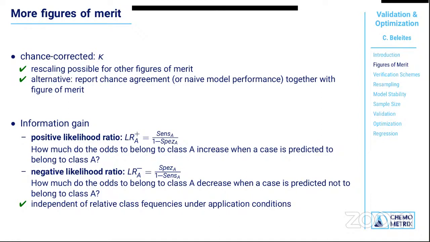And another pair of figures of merit that are independent of the incidence or prevalence, depending on what kind of test you're looking at, are called positive and negative likelihood ratio. As you can see here, they're computed from sensitivity and specificity. And they give us a number that is related to the information we gain when a test result comes out as positive or as negative.